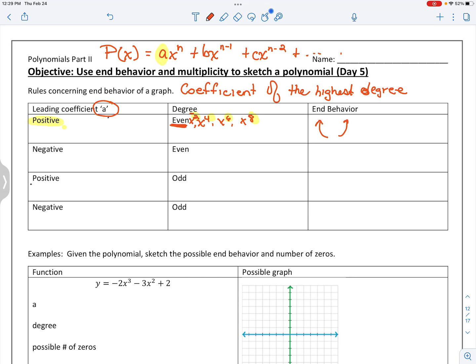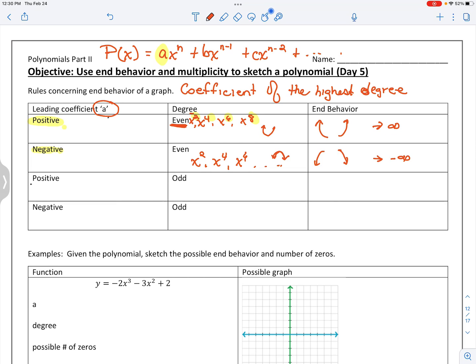But if that leading coefficient is negative, but your degree is still even, again, that would be x squared, x to the fourth, x to the sixth, so on and so forth, then both ends would go towards negative infinity. So I'm going to say this approaches infinity, this approaches negative infinity, both sides. And you've seen this before because you've seen a parabola, like this is x squared, and you've seen negative x squared looks like this.